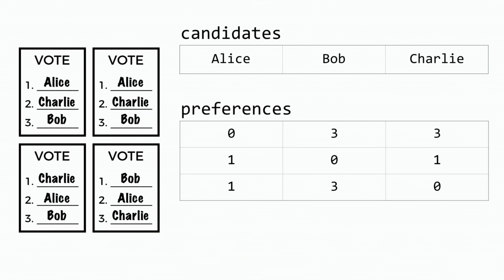And the final row represents Charlie. 1 person prefers Charlie over Alice. 3 people prefer Charlie over Bob, and nobody prefers Charlie over Charlie, because as with the other 2 cases, nobody prefers one candidate over themselves.